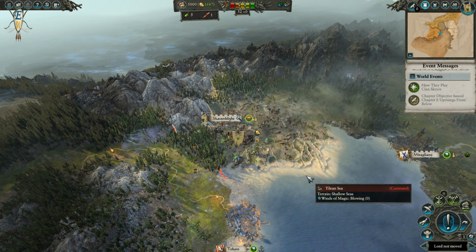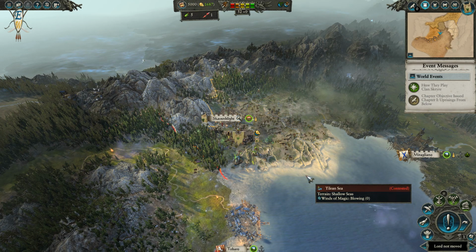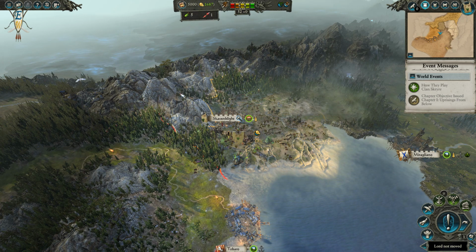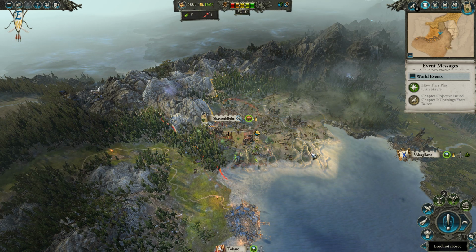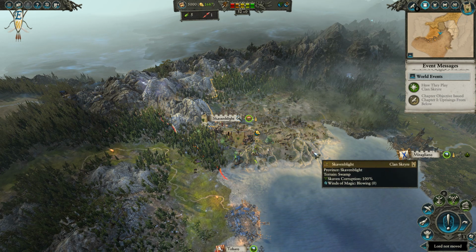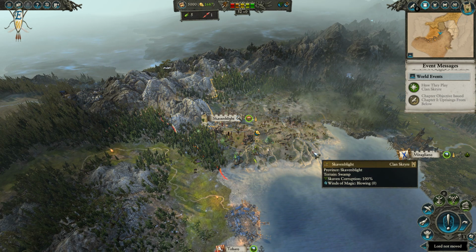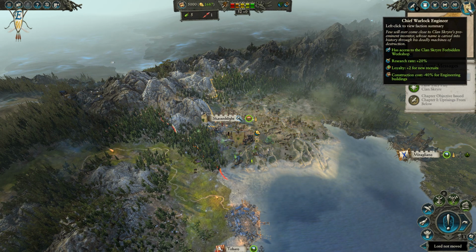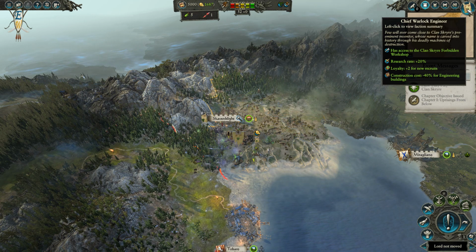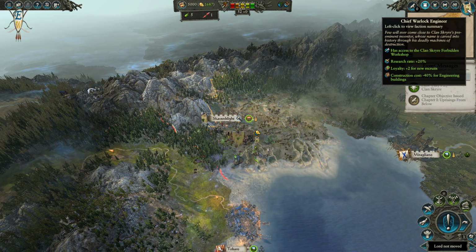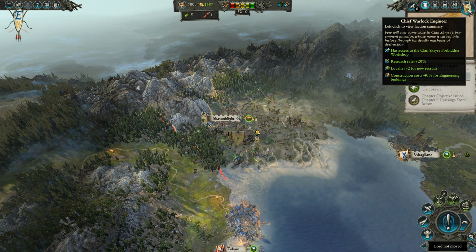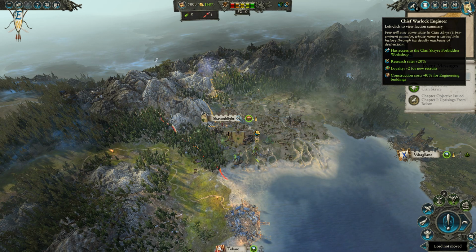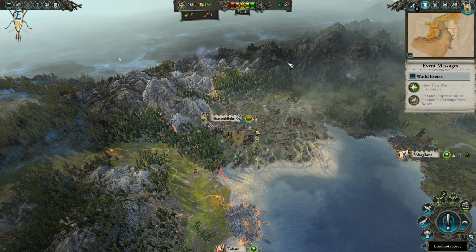Okay, next up is the Chief Warlock Master himself, Ikit Claw. If you've chosen to do an Ikit Claw campaign, it is definitely one of the most fun campaigns to do in the game. So I'll just go over his faction summary. Chief Warlock Engineer. He has access to the Clan Skryre Forbidden Workshop. He has research rate +20%, +2 loyalty for new recruits, and construction cost -40% for engineering buildings.